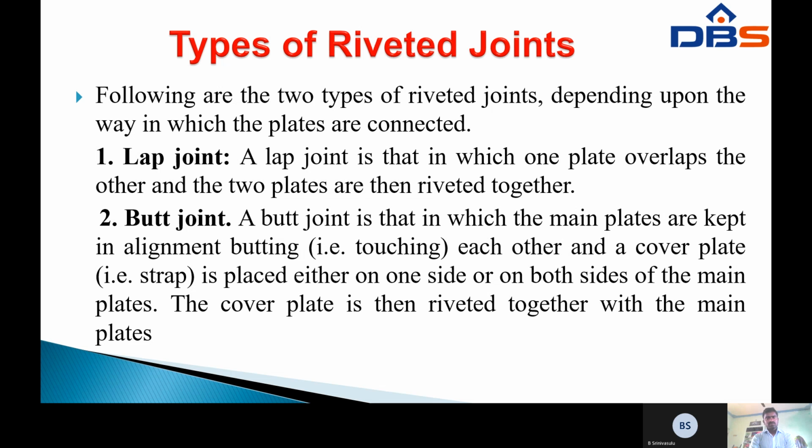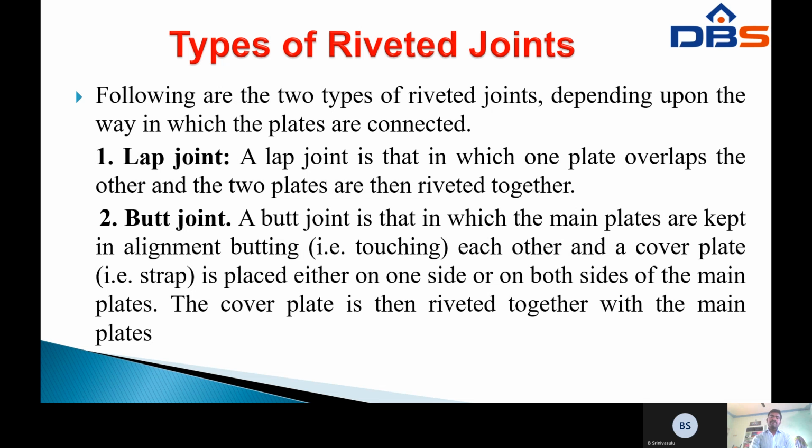There are two types of riveted joints, depending upon the way in which the plates are connected. These are the types of riveted joints. First one, lap joint. A lap joint is one in which one plate overlaps another.